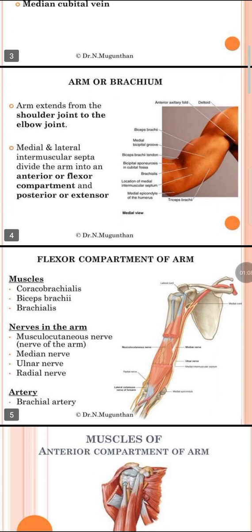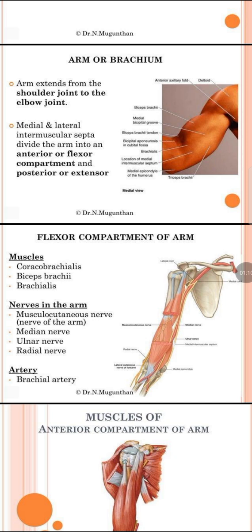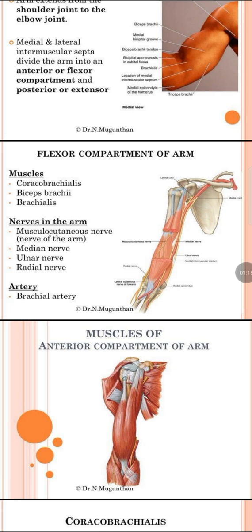So this is the brachium, or can also be known as the arm. You can see there, I've got the muscles of the arm, which are also known as the flexor compartment, the anterior compartment of the arm. The muscles that we have are coracobrachialis, biceps brachii, as well as the brachialis muscle. Coracobrachialis muscle is coming from the coracoid process and inserting on the humerus itself, on the medial side of the humerus.